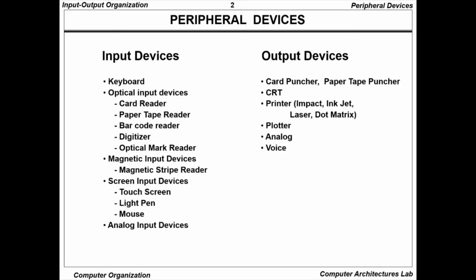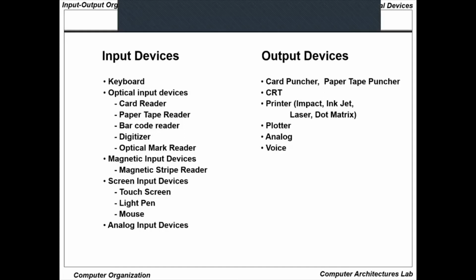Keyboard, and optical input devices, which can be categorized in different forms: card reader, paper tape reader. Then we have the barcode reader. Everybody knows, in each and every shop you visit near your location, we have a barcode reader. Now in your mobile phone also we have a barcode scanner, and a digitizer, which is used as an input device to capture the information from the data you want to scan.